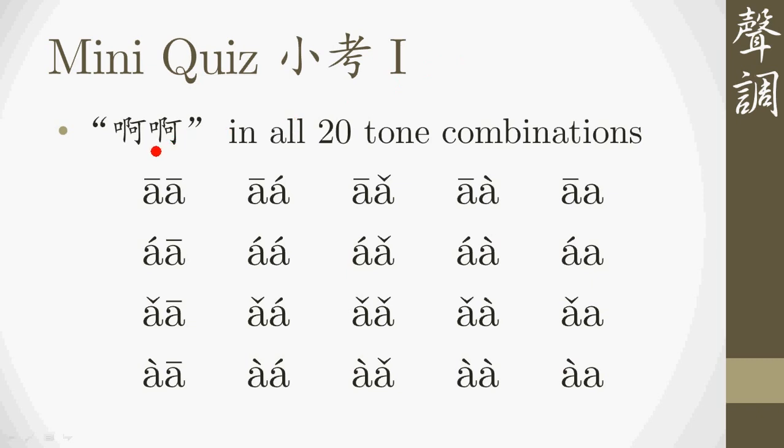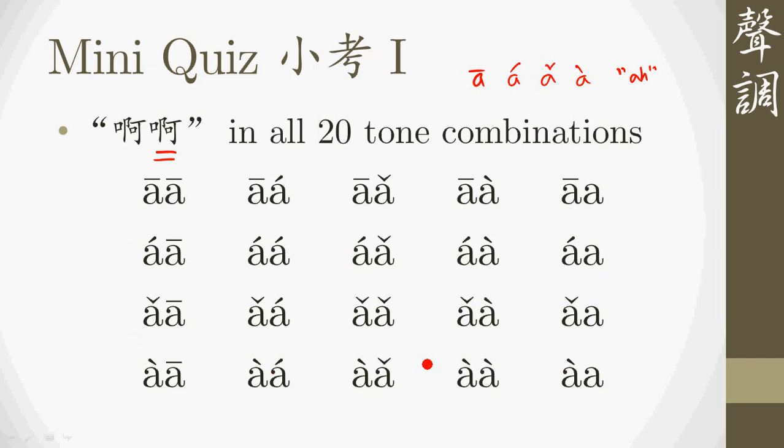This is the character ah that can be pronounced in any of the four tones. It is used in the different tones just to express different emotions, because it literally means ah in English, just used in different contexts. And we write it this way to record how it's said, even though it's not quite as strict as this may seem. But just for the sake of practicing, we're going to say ah and then ah again in different tone combinations, so we get all 20 of them.